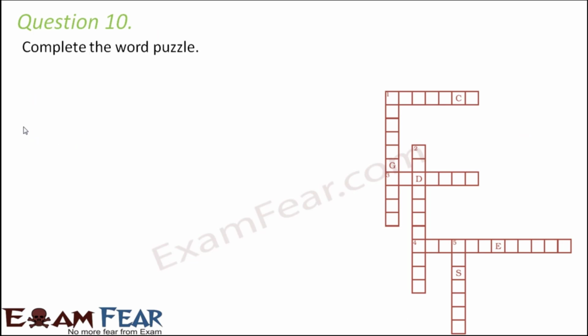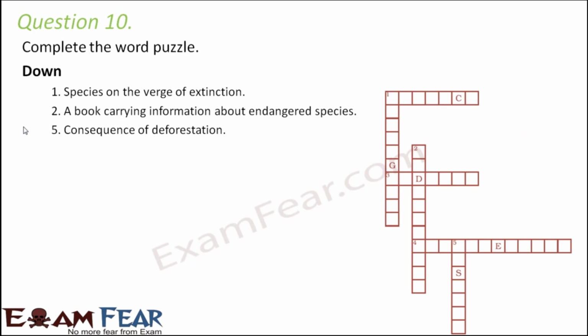Question number 10. Complete the word puzzle. Down. Number 1, where is number 1? This is 1. Species on the verge of extinction. So those who are about to get extinct, because they have remained in very lesser numbers, are called endangered species. So this will be endangered.